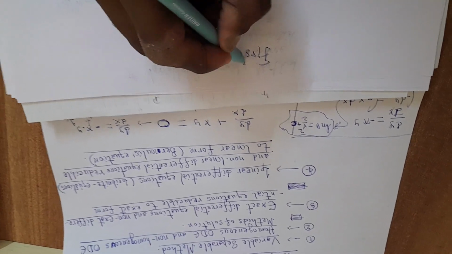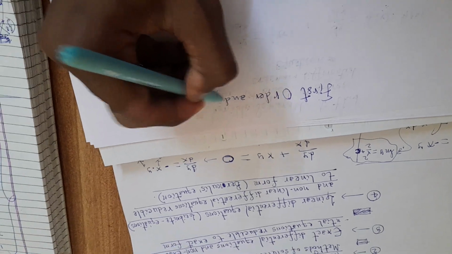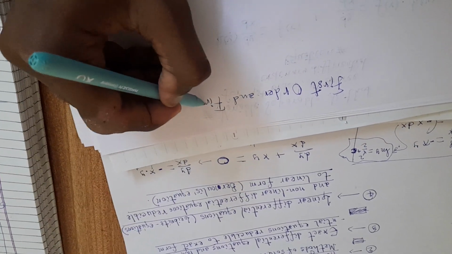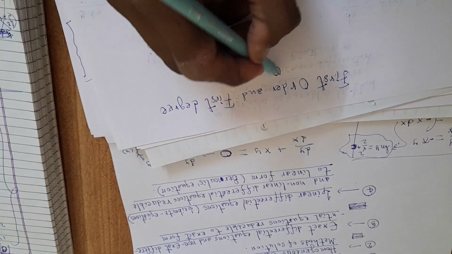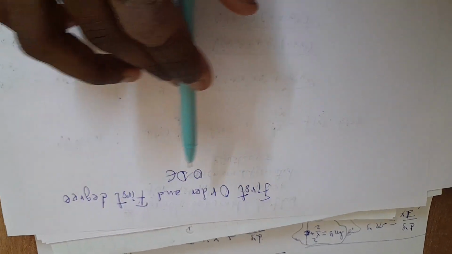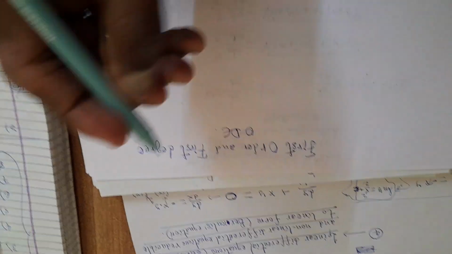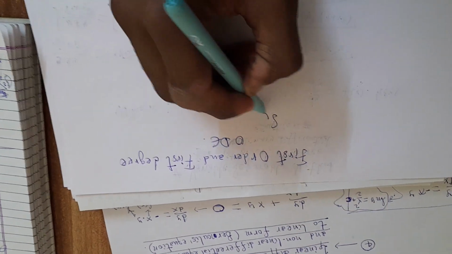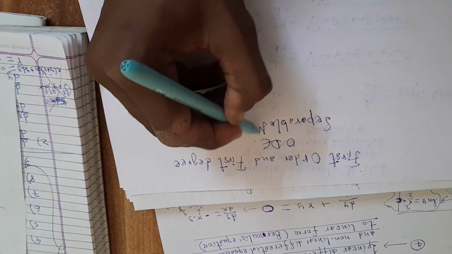First order, and first degree, ODE. What we mean by ODE is ordinary differential equation. Any first order and first degree ordinary differential equation can be solved by applying the separable method.